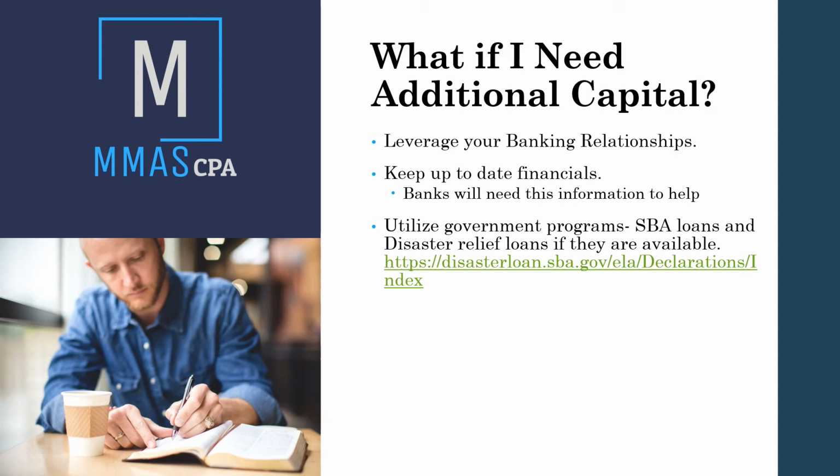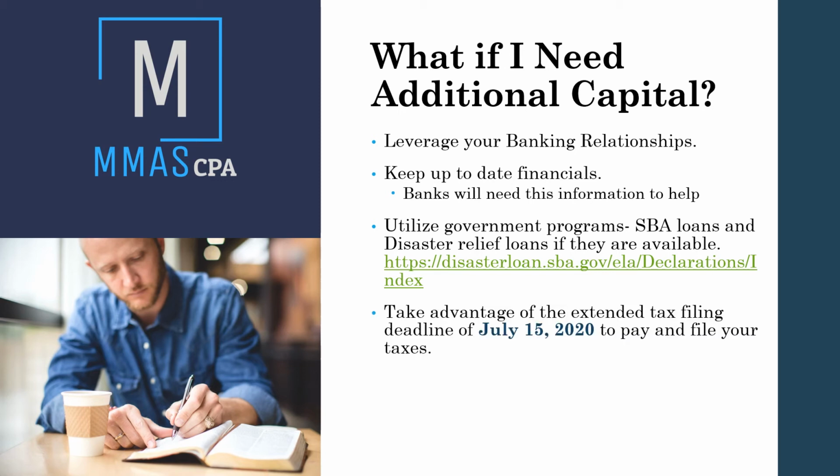Utilize government programs. Right now, the SBA loans and disaster relief loans are available in most areas. Look to see if you qualify, and also talk to your bank and CPA. Take advantage of the extended tax filing deadline of July 15th to pay and file your taxes. This gives you an extra 90 days to pay your taxes and also allows you time to be sure that you're taking advantage of every tax savings you can.